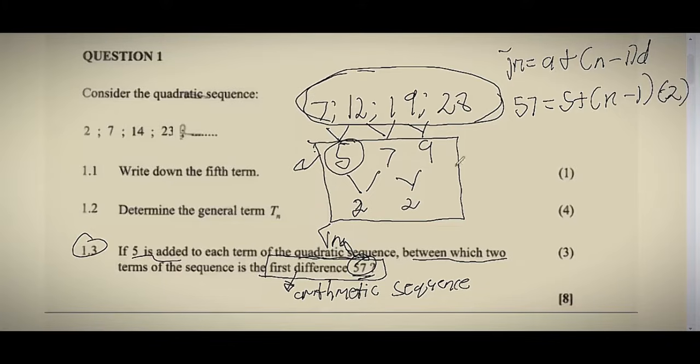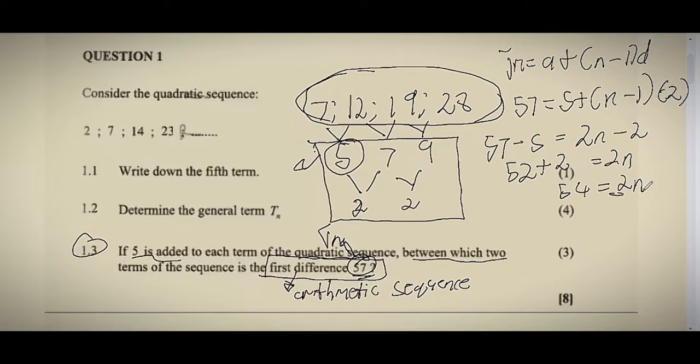That's the common difference. Now I have 57, so I can say 57 minus 5, take that 5 over to the side, then that's 2n minus 2. So if I say 57 minus 5, that's equal to 52. So 52. Then I can take the negative 2 over to the side. 52 plus 2 is equal to 2n. That's 54 is equal to 2n. If I divide both sides by 2 here, then what is my n value? So 54 divided by 2, that's equal to 27.